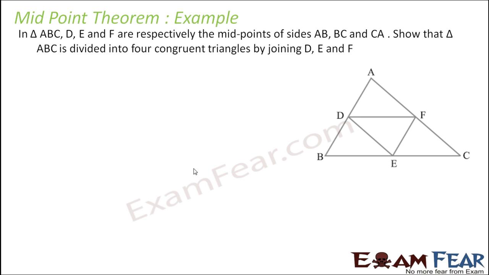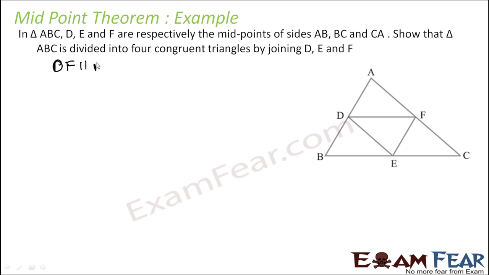Now let's take some numericals on the midpoint theorem. It's a pretty interesting question. In triangle ABC, D, E, F are respectively the midpoints of AB, BC and CA. We have to prove that this triangle is divided into four congruent triangles by these points. See, D and F are midpoints, so I can say that DF is parallel to BC.